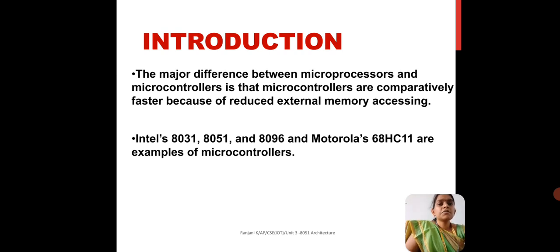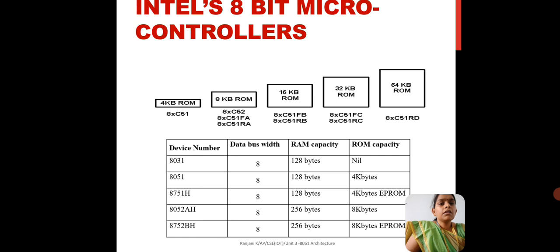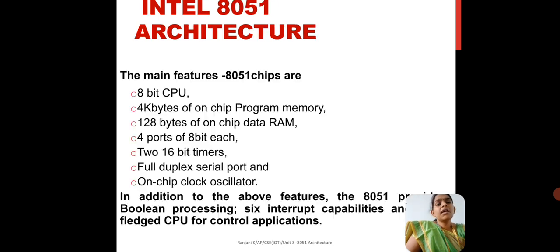Next, let us see the major difference between a microprocessor and a microcontroller. A microcontroller is comparatively faster because of reduced external memory, and these are examples of microcontrollers. Here we are going to see in detail about the 8051, which is an 8-bit configuration. These are the various microcontroller architectures: 8031, 8051, 8751, 8752, and 8952. In this unit we are going to see the 8051 architecture.